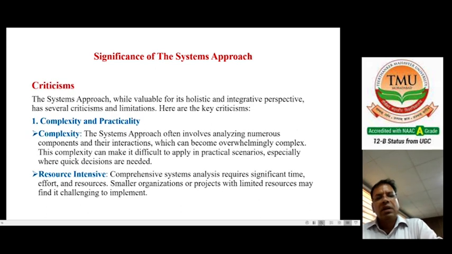Next is criticisms, an important part of the system approach. The system approach, while valuable for its holistic and integrative perspective, has several criticisms and limitations. Here are key criticisms, like complexity and practicability. Complexity: the system approach often involves analyzing numerous components and their interactions, which can become overwhelmingly complex. This complexity can make it difficult to apply in practical scenarios, especially where quick decisions are needed.